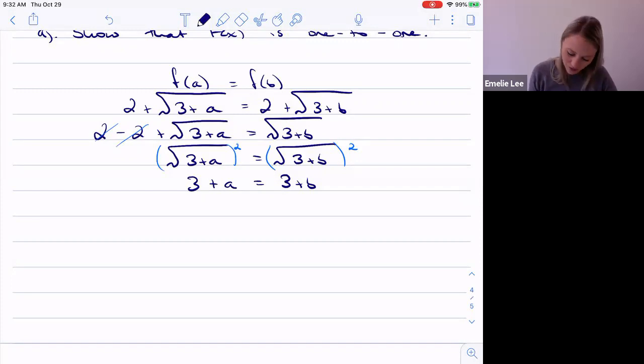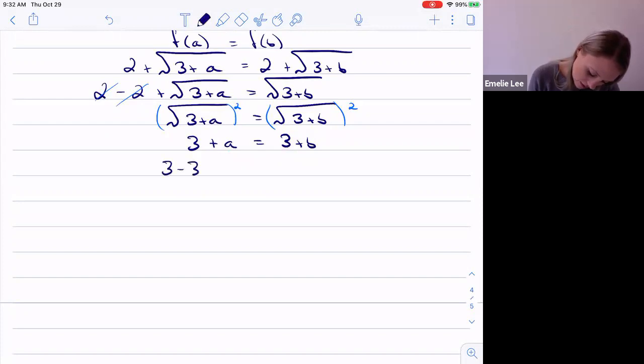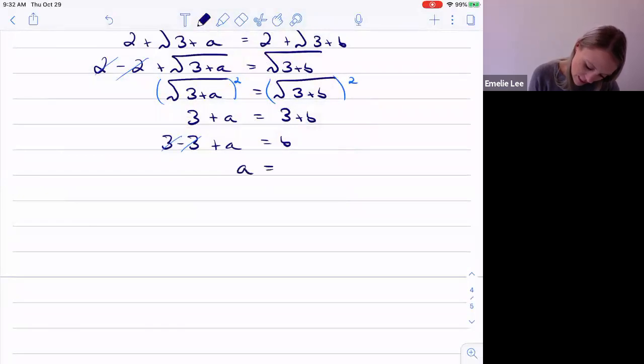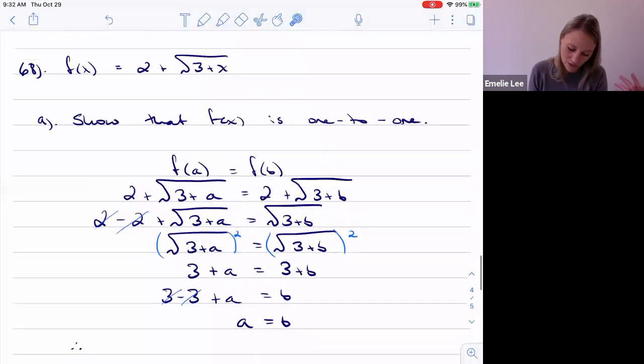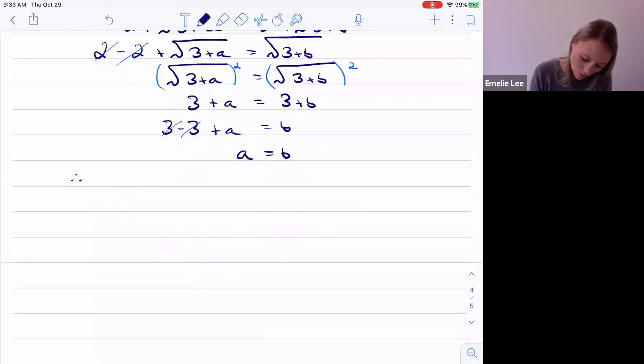Now, I'm so close. I can subtract 3 from either side. And so 3 minus 3 plus a is b. Well, this, of course, goes away. And now I'm left with a equals b. Therefore, always link a conclusion to this. Why did we do all this? Well, it was to show that f of x is one-to-one. Therefore, f of x is one-to-one.